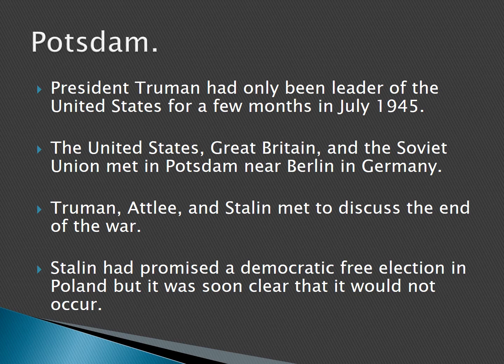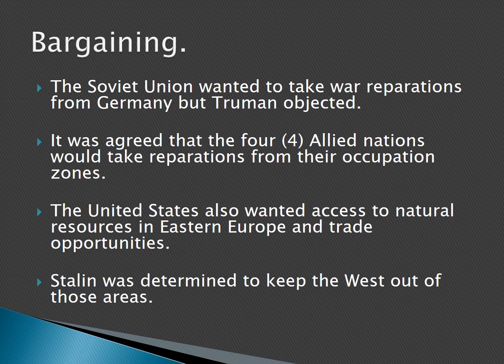Now, prior to this, remember that Stalin had promised a democratic free election in Poland, which the Soviet Union still controlled, but it was soon clear that he's not going to allow that to happen. So the Soviet Union wanted to take war reparations or war payments from Germany, but President Truman is going to object to this. It is agreed that the four allied nations would take reparations from their occupation zones, which we talked about last week in Germany. The United States also wanted access to natural resources in Eastern Europe and trade opportunities, but Stalin is determined to keep the West out of those areas, so he's not really going to allow too much access in terms of that.